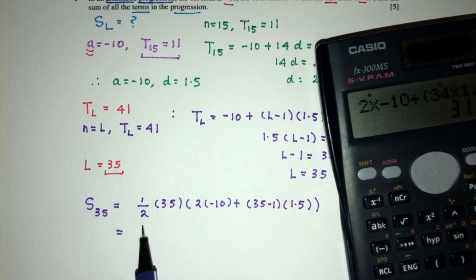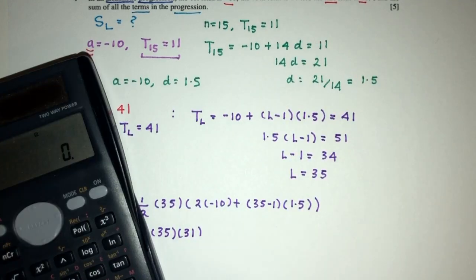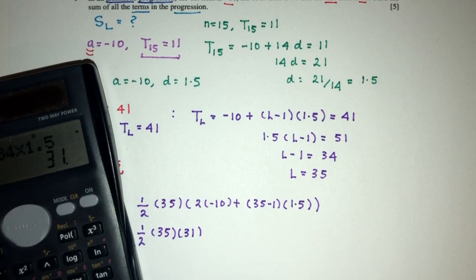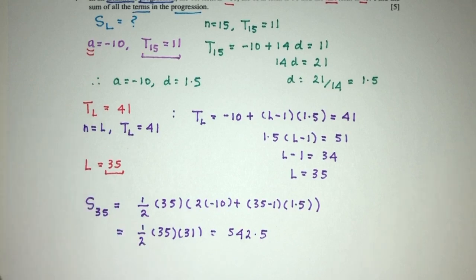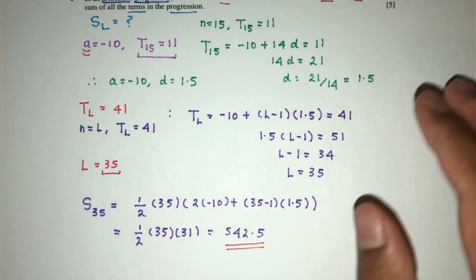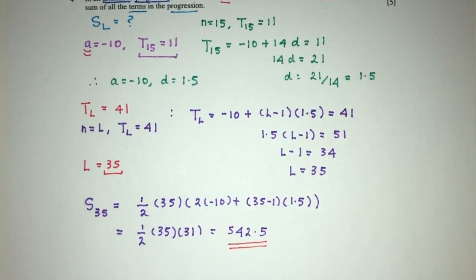That will give you 31. So half times 35 times 31. So let's double check. Minus 20 plus 34 times 1.5, that will be 31, times 35 divided by 2, that will give you 542.5. Okay, so that will be the sum of all the terms in this progression. And that will be a question in regards to series.